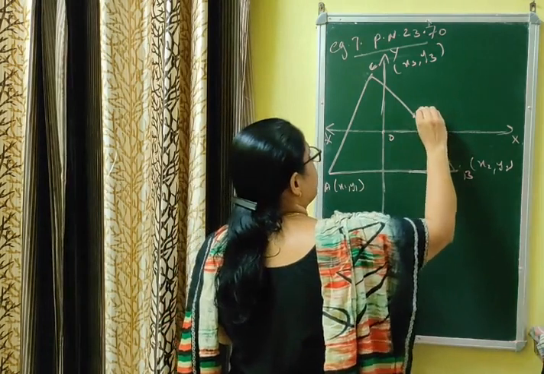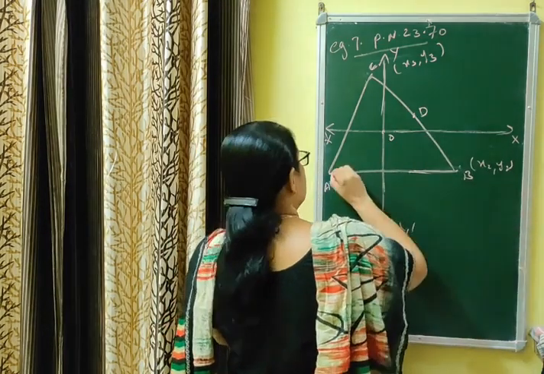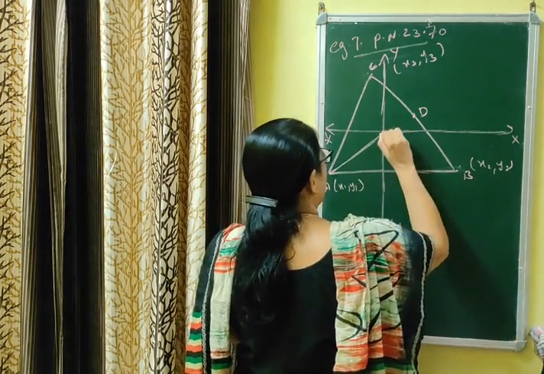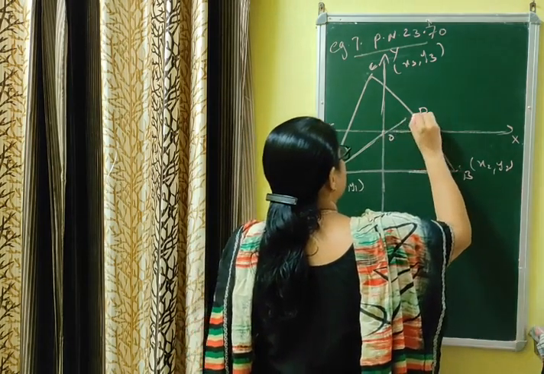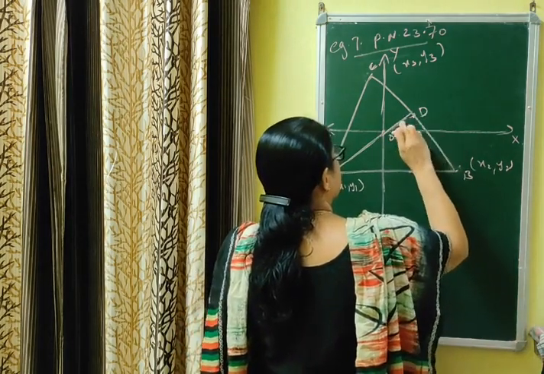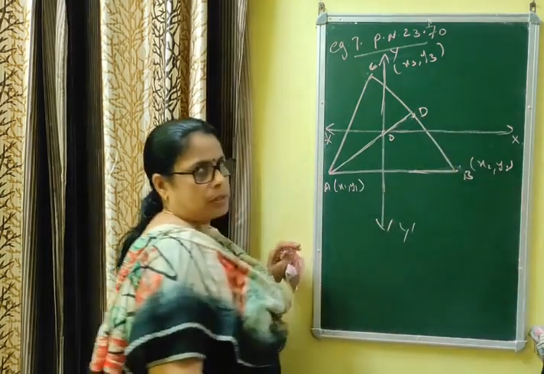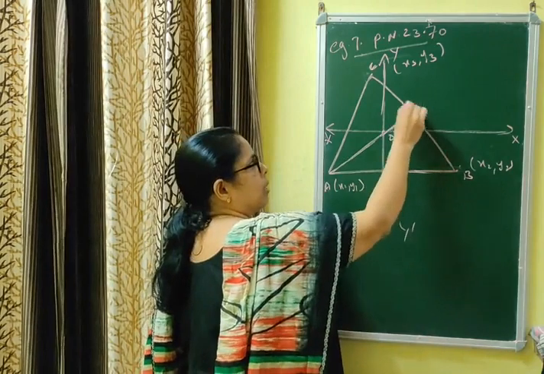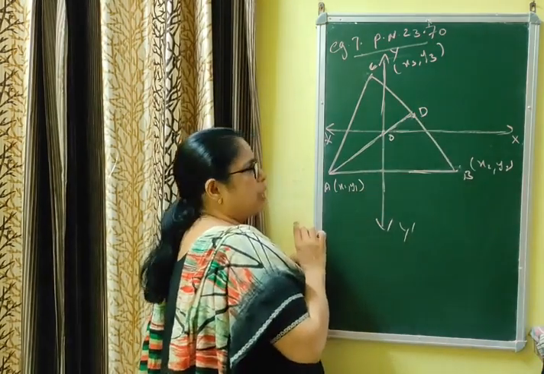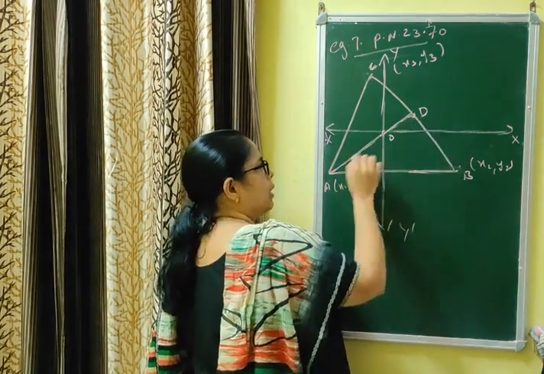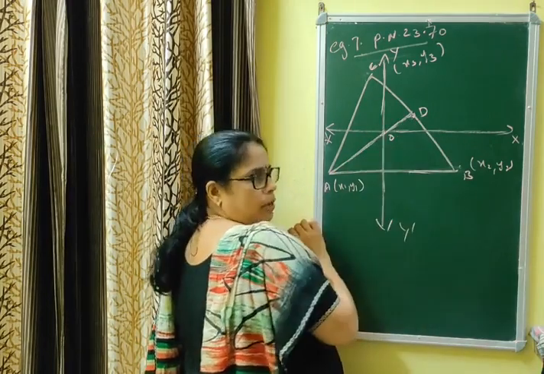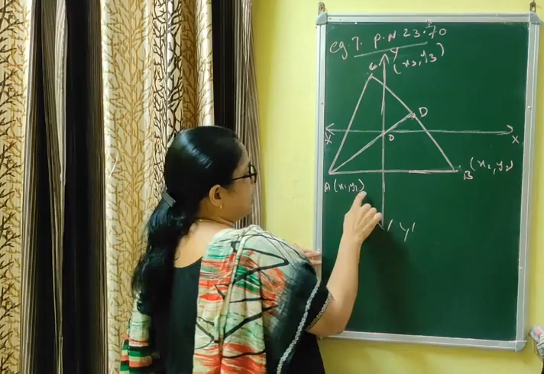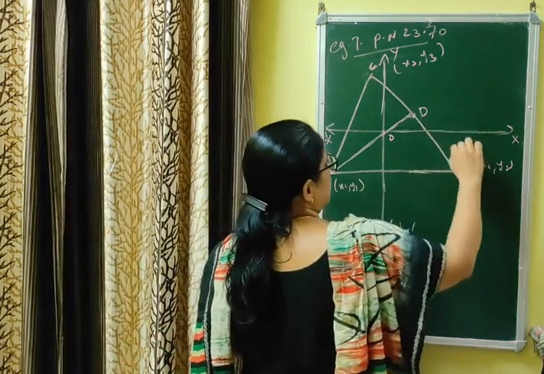Let D be the midpoint of the side BC. Now if I join A and O and extend it up to D, then AD will be the median. So the median's meeting point is the centroid. D is the midpoint of BC that we assume, and AD is the median, and it should pass through the centroid. Now you have to find the coordinates of x1, y1, whose opposite side is BC.